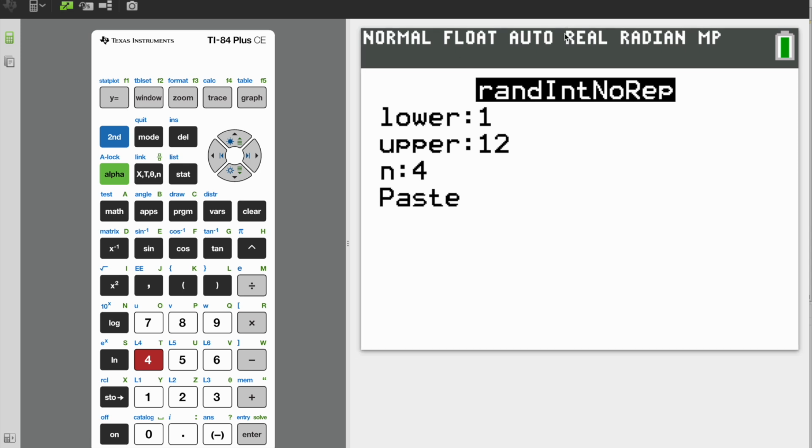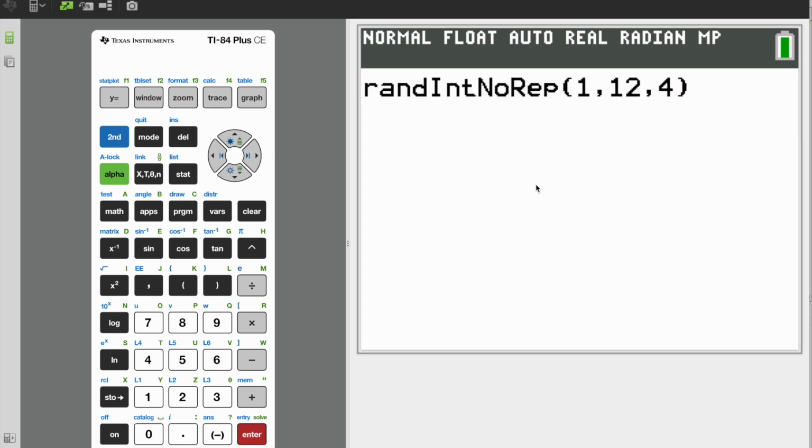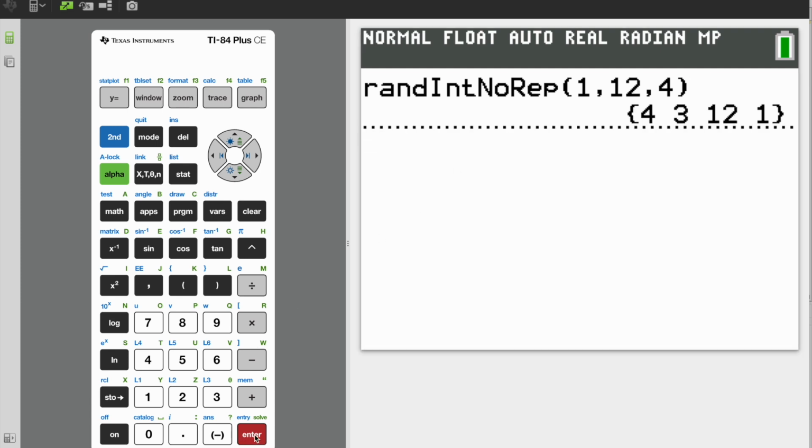So we want to use the no rep in this case for no replace, and these are the criteria: 1, 12, 4, and then we go down to paste and hit enter. This brings us to our home screen, and then if we hit enter again, we generate the 4 random numbers, and notice that they're not in an increasing order from left to right. They're truly random, and none of them are repeated. So 4, 3, 12, and 1.